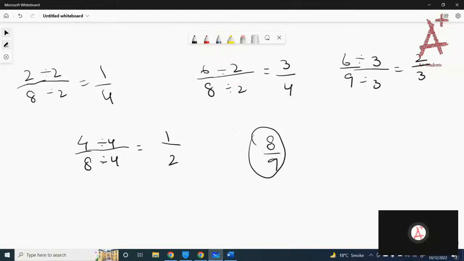Okay, the next one is write 1 by 6 in the lowest term. Do we have any table that has both 1 and 6? No, that means it is already written in its lowest form. Got it? So you can complete the test by yourself later today. I'm just moving on to the next topic.